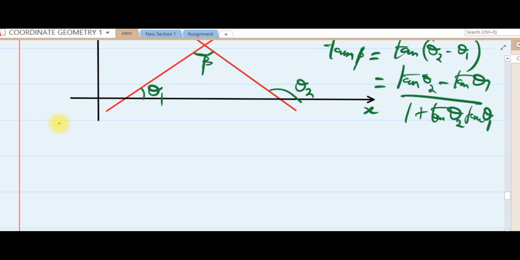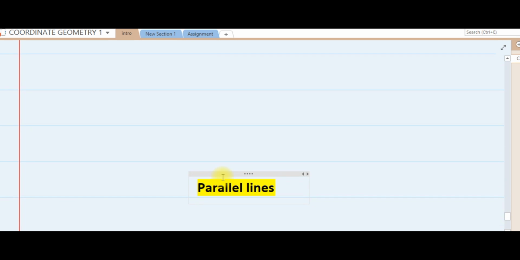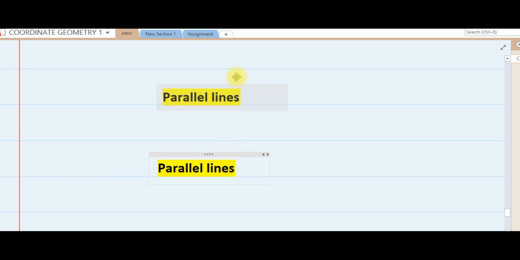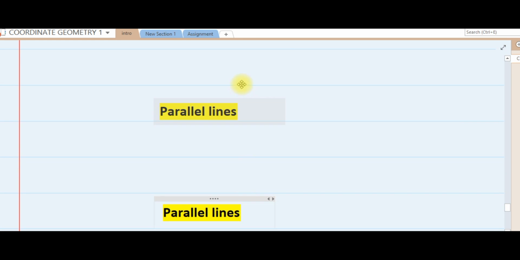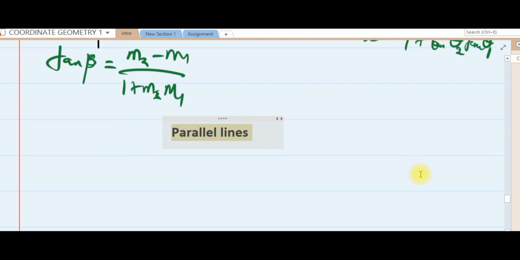So we are saying that tan beta is now, from this, do you remember tan theta is slope? So we have m2 minus m1 over 1 plus m2 m1. This is a very good formula that will help us get something unique, that we will now relate to parallel and perpendicular lines. So the next one is parallel lines.